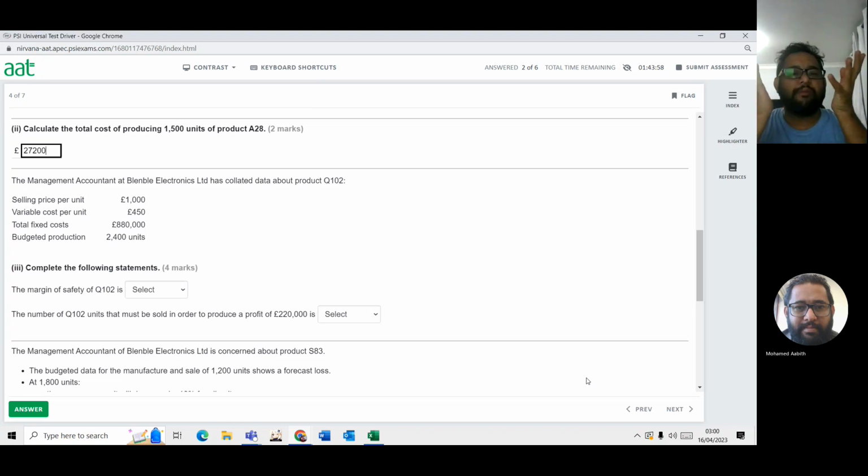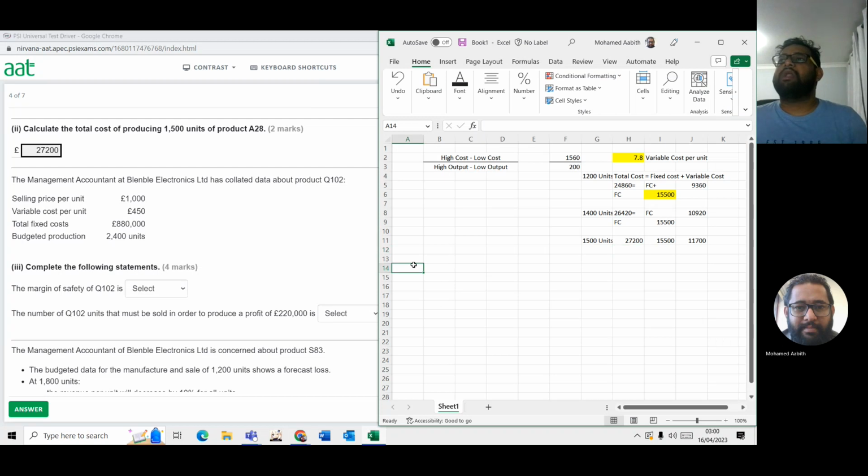Without the break even, I will not be able to do a margin of safety. So I'm just going to bring my good old spreadsheet back up again, so we can calculate this for us. So how do I find the break even point? It is calculated as the total fixed cost divided by contribution per unit. So what is the contribution per unit? Per unit is equal to 1,000 minus 450 pounds. This is my contribution per unit.